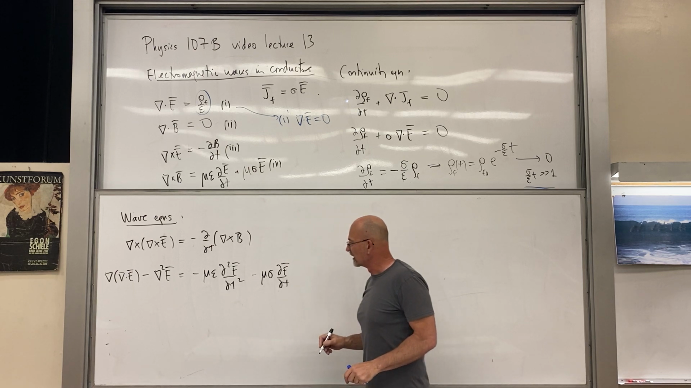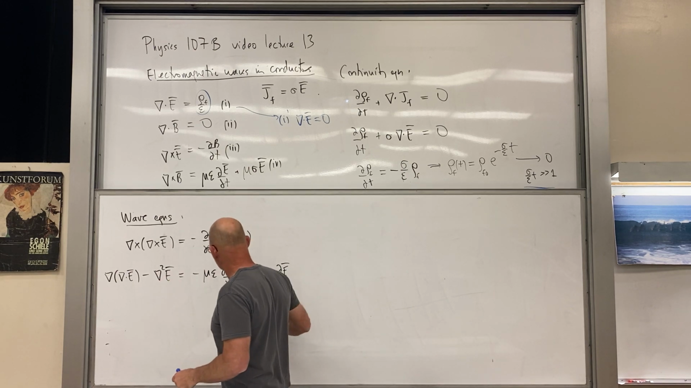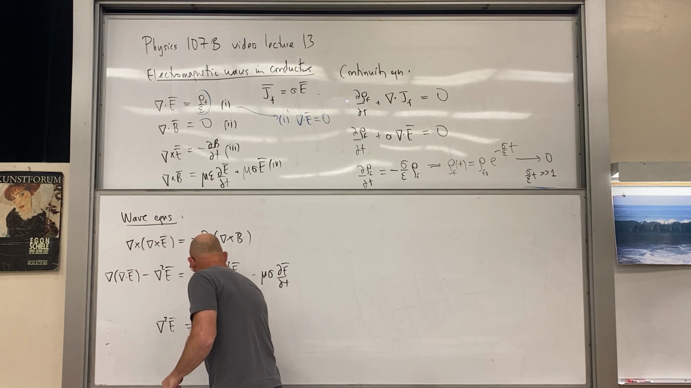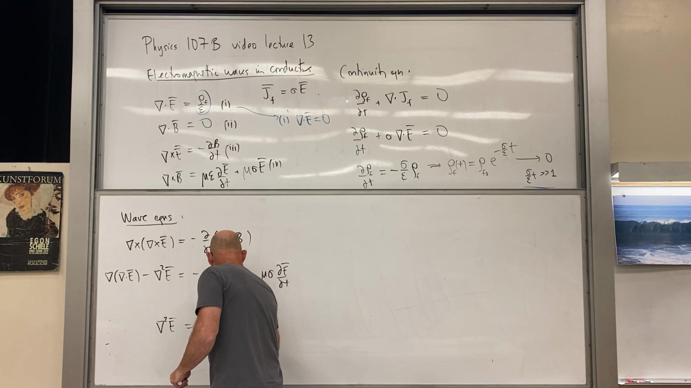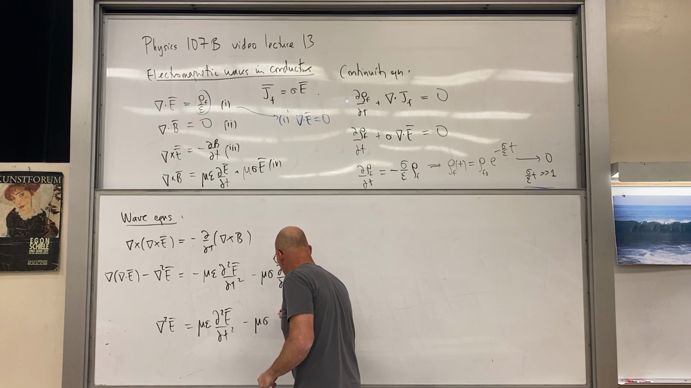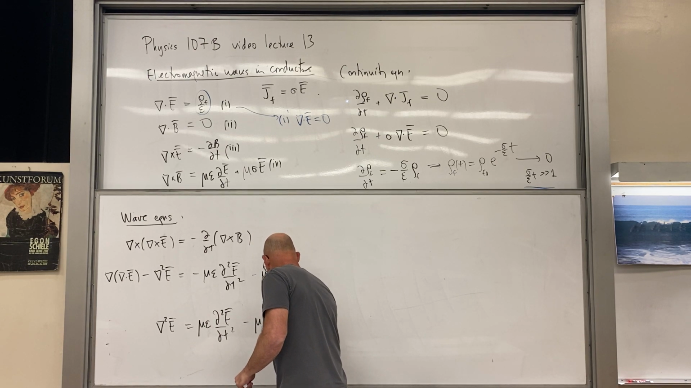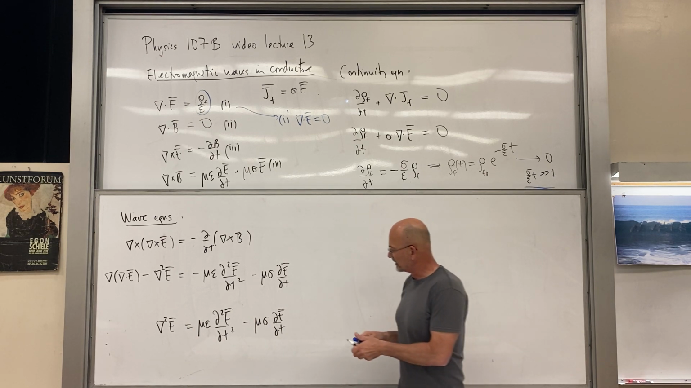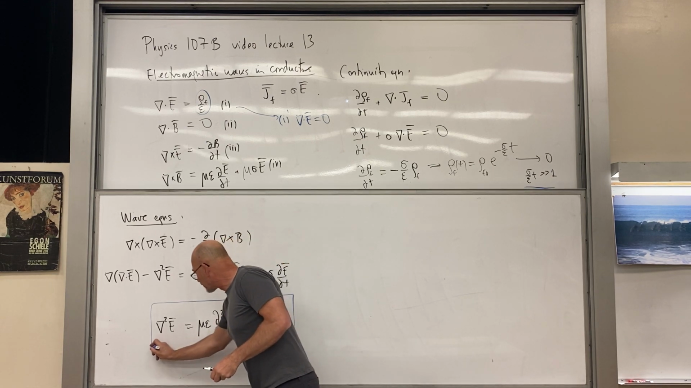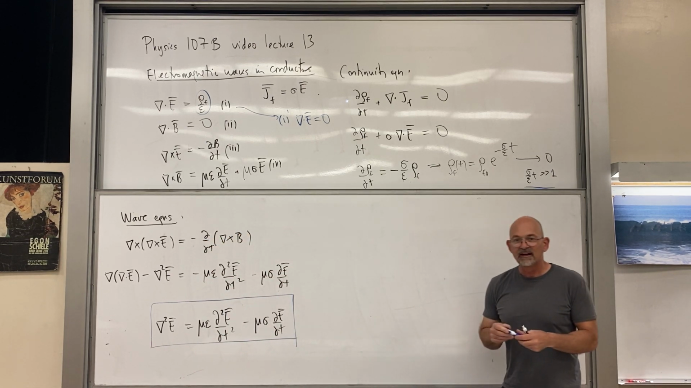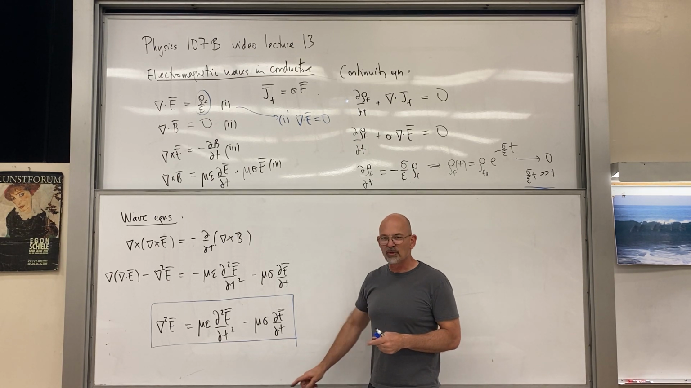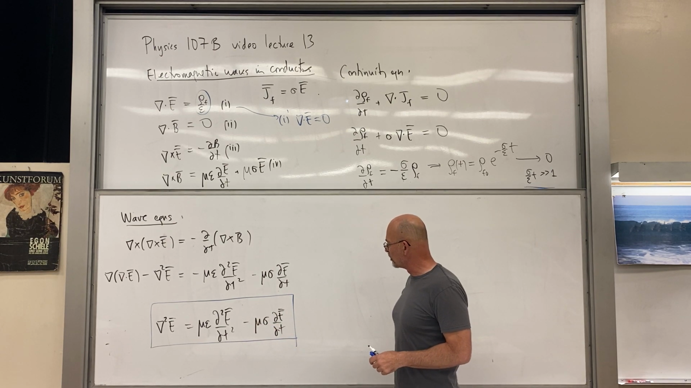Okay. And yeah, one more step, we'll just get rid of all these minus signs. We've got del squared E equals mu epsilon d squared E dt squared plus mu sigma dE/dt. That's one of our differential equations, one of our wave equations, and it has the look of that damped wave equation that we get with that wave on a string in a viscous fluid problem from the homework.